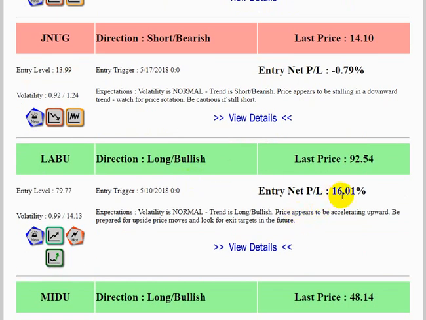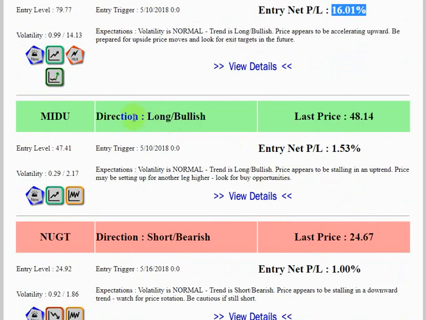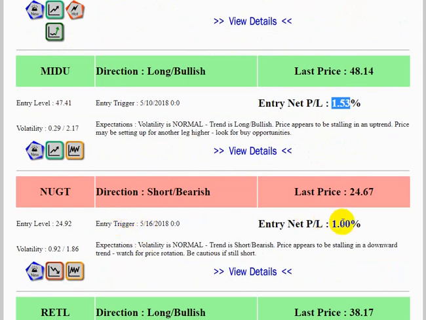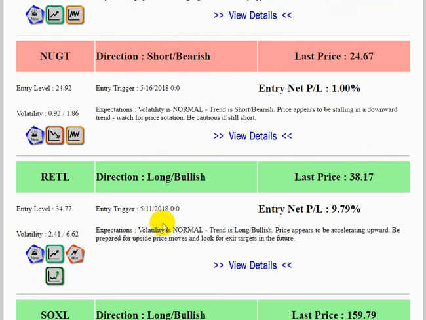As you can see, some of the trends, if they start out recently, like this one, started out just yesterday, today actually, we have a minus 0.79% return on this trade. No big deal. It's a brand new trade. That can happen. This trade started about a week and a half ago, and this trade's already got a 16% profit on the trade. And come down here on MyDo, started out just a little bit ago, and it's got almost a 1.5%. Nugget here, short, has got a 1%, and it's just yesterday. Here's retail from about 5-6 days ago, and has already got almost 10% profit on the trade.